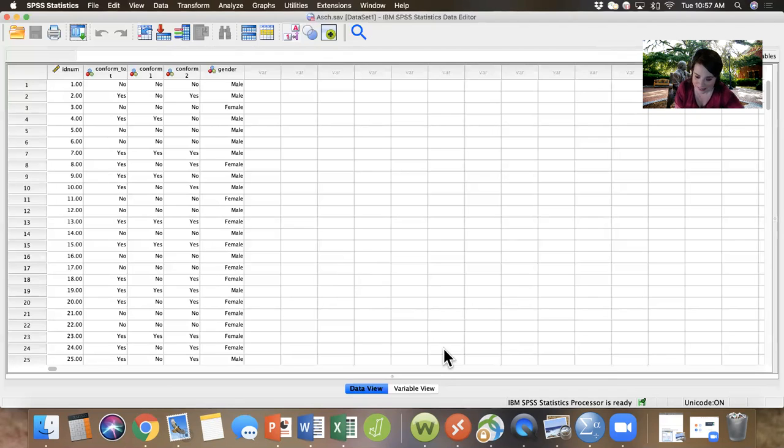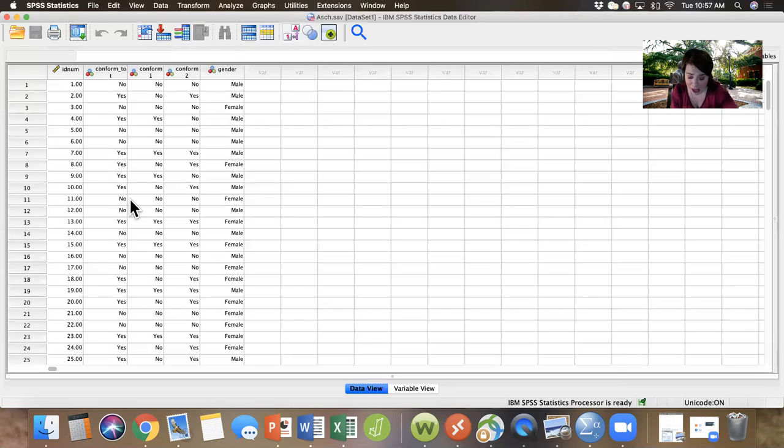Again, in our example data set, this is the sample of students that Dr. Norrie obtained. Essentially what we're looking to determine is if Dr. Norrie's results are similar to those of Asch or not.